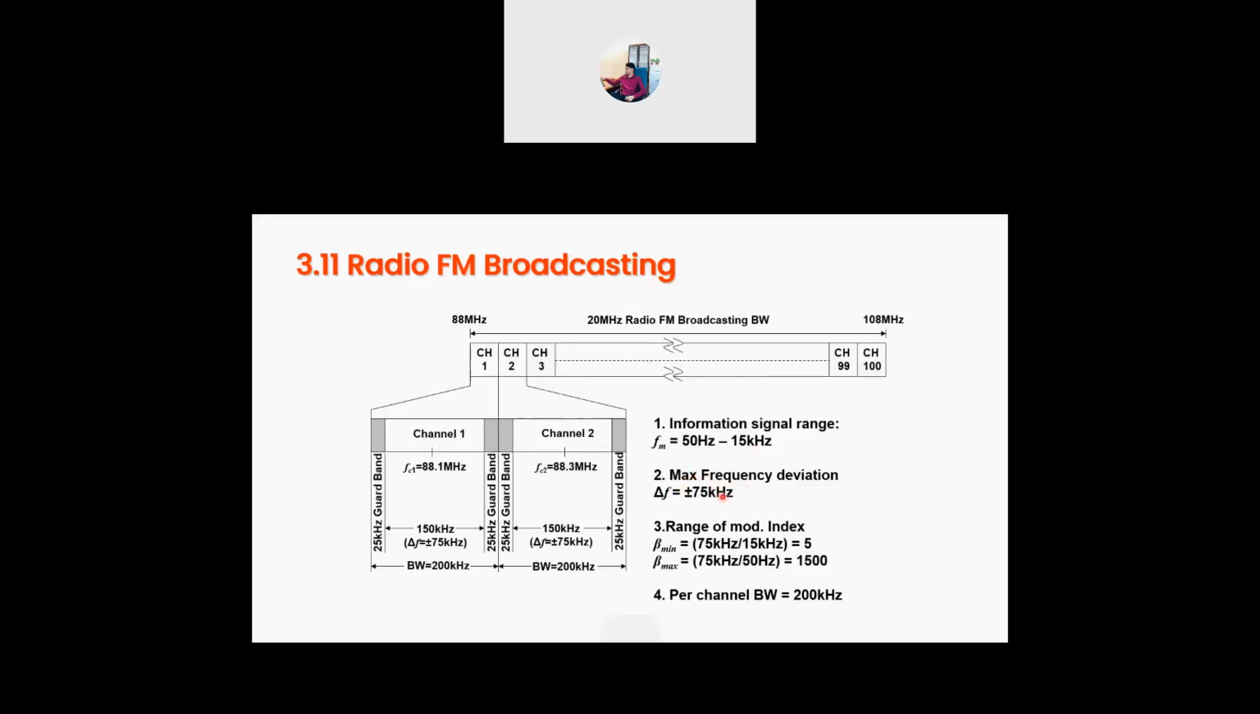And we have a maximum frequency deviation of 75 kilohertz. The range of modulation index: beta min is 75 kilohertz over 15 kilohertz, which is 5, and beta max is 75 kilohertz over 50 hertz. So you see here 75 kilohertz is the frequency deviation. Beta is actually the frequency deviation over your modulating frequency fm.